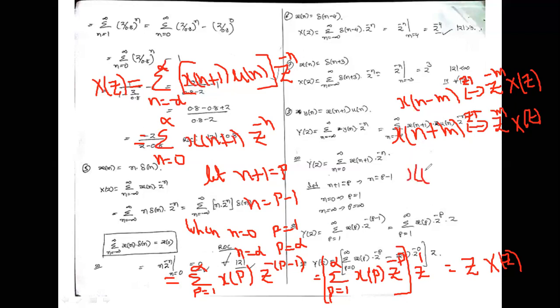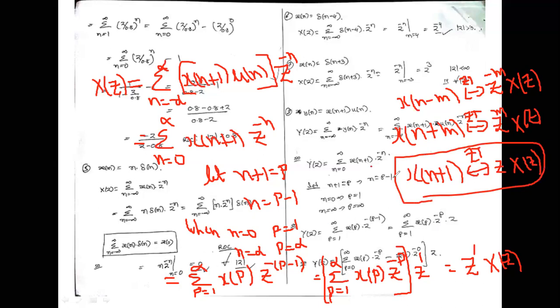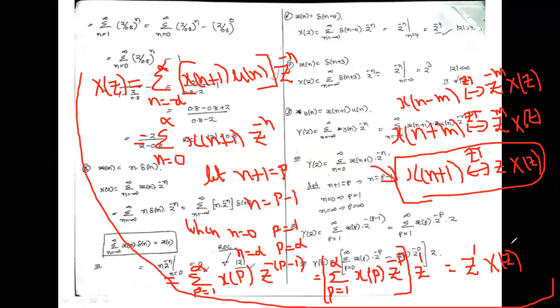So x of n plus 1, the transformation you can directly write as z power 1 times x of z. Got it? You can write it directly for the online bits, but when it is given for 3 marks or 4 marks, I have to show the total procedure to get z x of z. Got it, my dear students? If it is x of n plus 2, it is z square x of z. If it is x of n plus 3, it is z cube x of z. Okay.